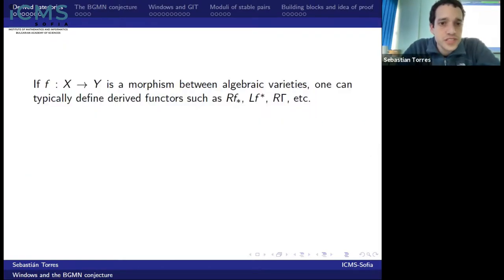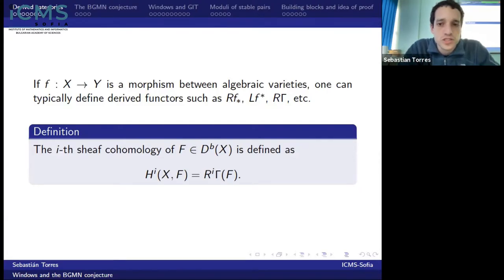Also another important feature is that if you have a morphism between algebraic varieties, well, you have pushforward, you have pullback, and so on. And then if you have those between sheaves, now we want to define those between derived categories, and those are the derived functors. There is such a thing as the right derived functor of the pushforward, the left derived functor of the pullback, and also the derived functor of the functor of global sections. And in a way, derived categories are this natural home, natural framework for defining derived functors. So that's kind of the whole point of defining this kind of object.